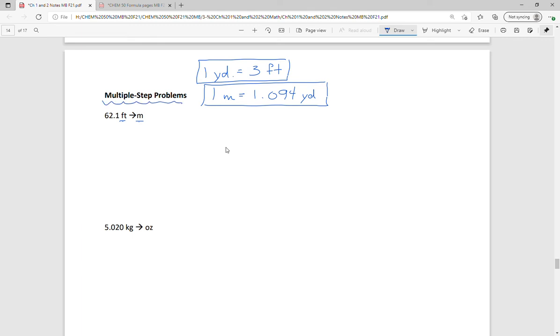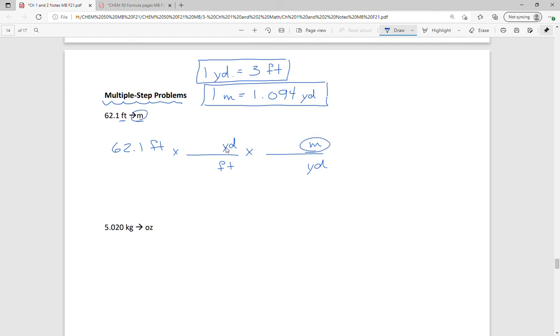So I found my conversion statements that I think are relevant for this. I'm going to start out with what I know. I'm going to convert from feet into yards, and then I'm going to convert from yards into meters, because that's where I would like to get to. That is the answer units.